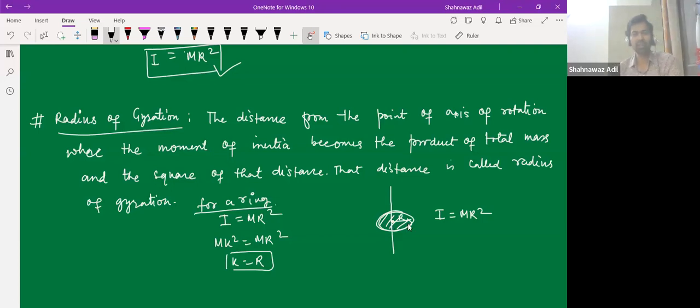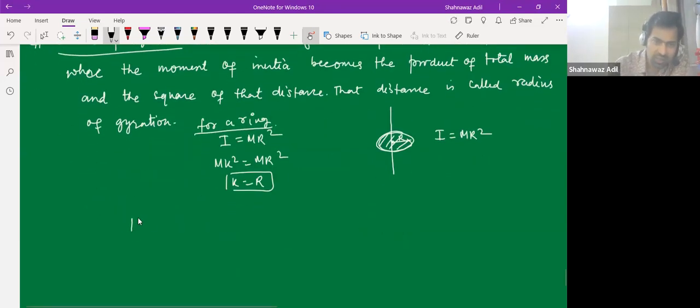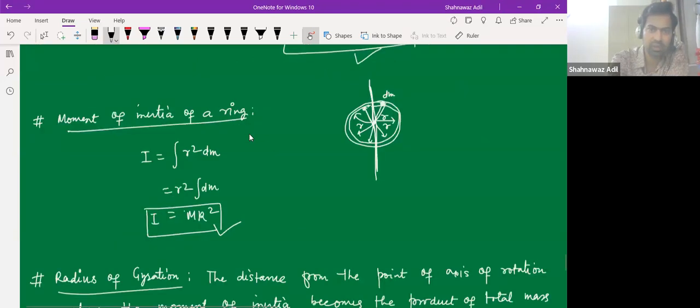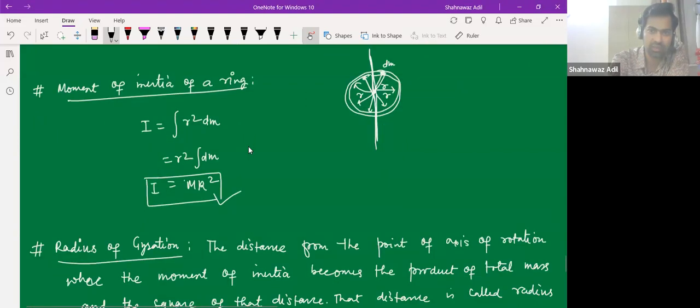So whatever rigid body is given, if you want to calculate the radius of gyration, you just compare I with mk square, and then calculate. So that would be simply your radius of gyration. Is that clear, everyone? Yes, sir. So please note this part down.